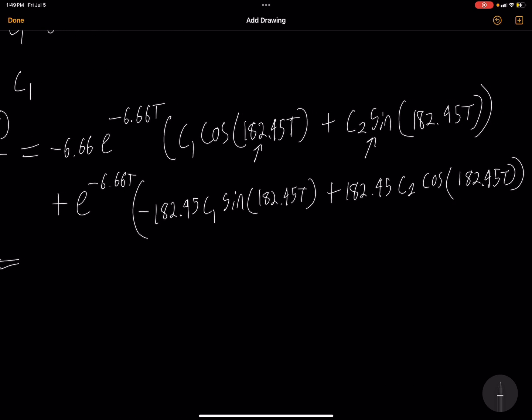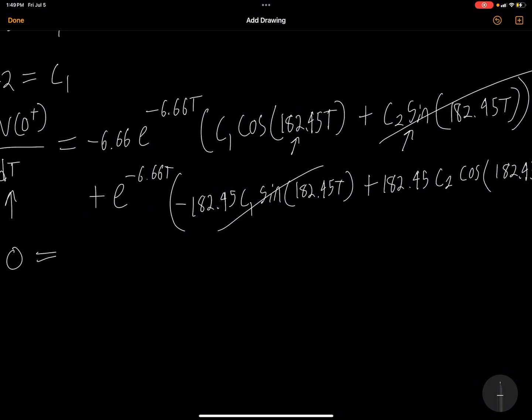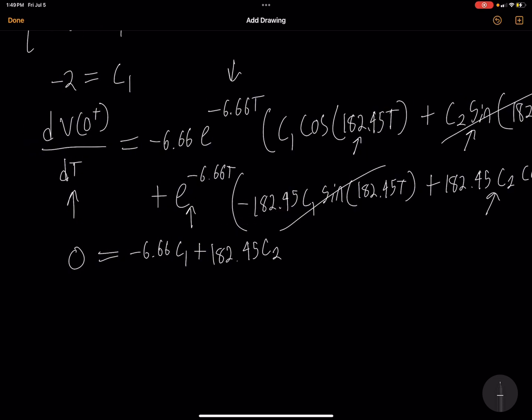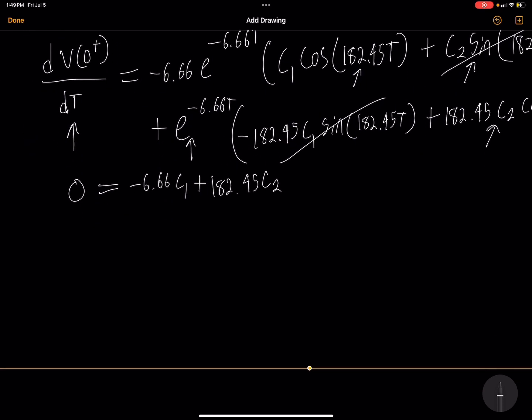So now let's solve for our C1 and C2. So sines disappear, right? Sines are 0, cosines are 1. So we get negative 6.66. This turns to a 1 because it's an e to the 0. C1 cosine is 1, plus this cosine turns to a 1, so we get plus 182.45 C2. Okay, and we can solve for this. We know what C1 is, so we can just plug that into our calculator. So we will do that.